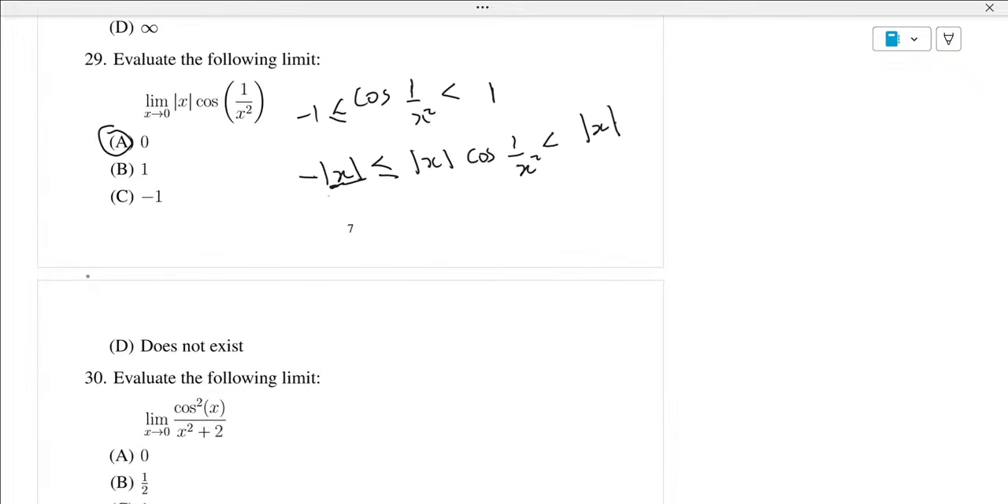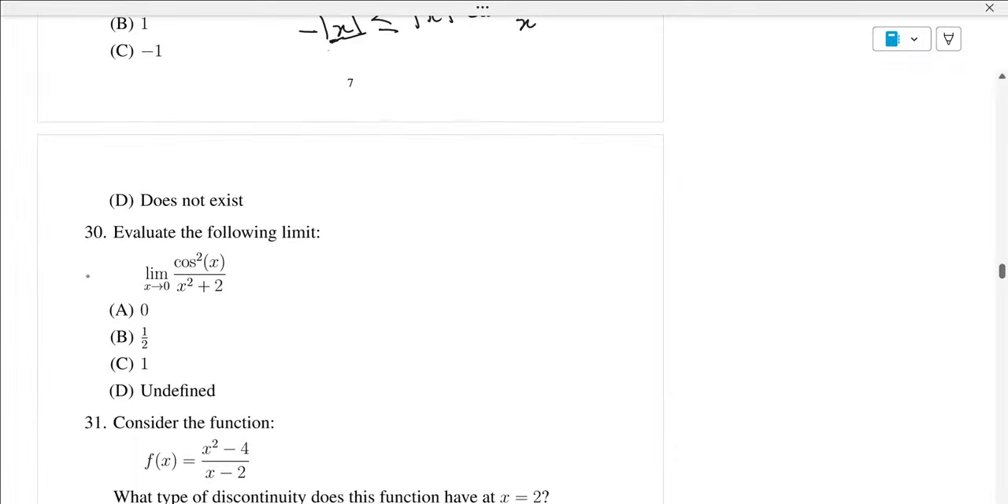The last question I'll solve here is this one. Question 30 says that we should evaluate the limits. The best idea is that you always try to substitute everything inside first before you think of any other method. So if I substitute everything inside, I'm going to have 1 over 2. And this is it.